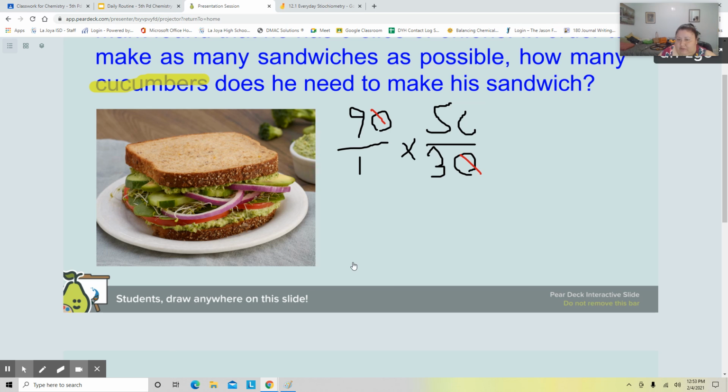Now run the numbers. Multiply across, divide down. And no, I'm not doing TikTok. No TikTok.